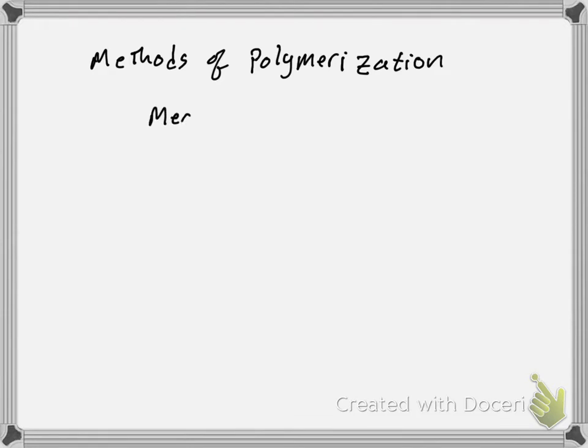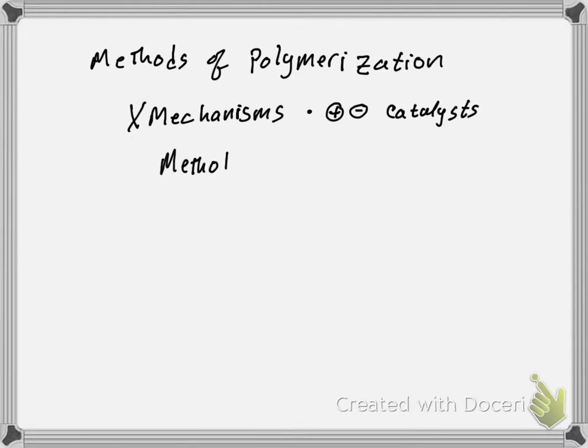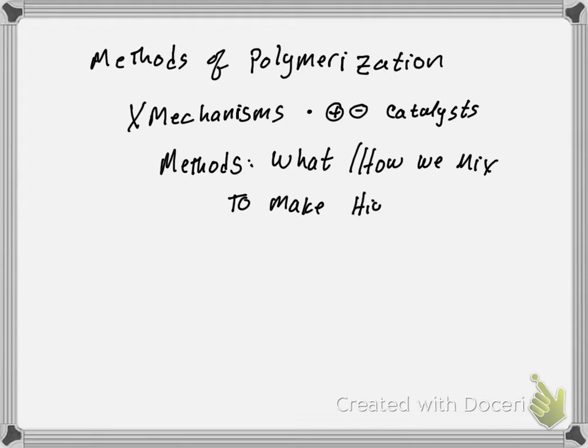So, what we're going to talk about today is methods of polymerization. Now, what we're not going to talk about is mechanisms. Mechanisms, I mean radicals, cations, anions, or catalysts. With methods, I call this where the rubber hits the road. We're talking about literally what and how we mix to make high polymer.